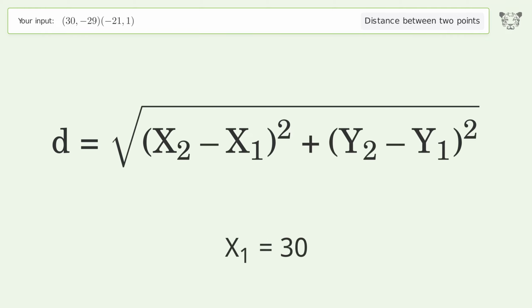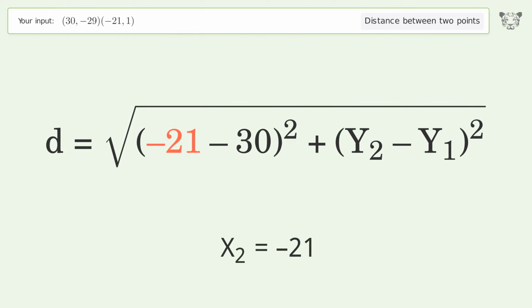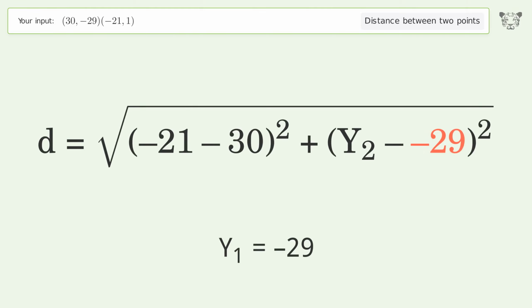x1 equals 30. x2 equals negative 21. y1 equals negative 29. y2 equals 1.